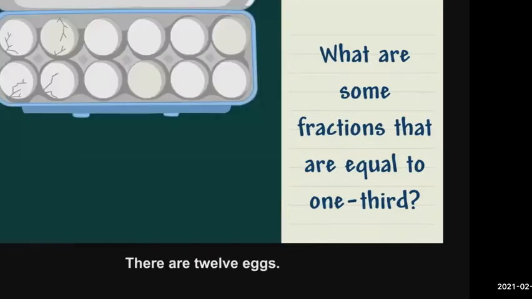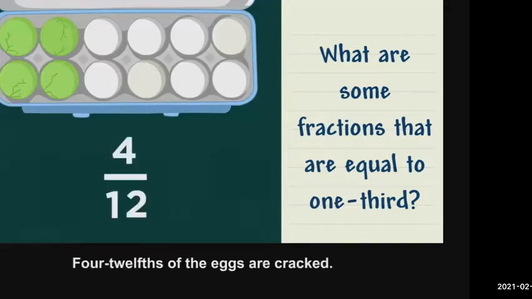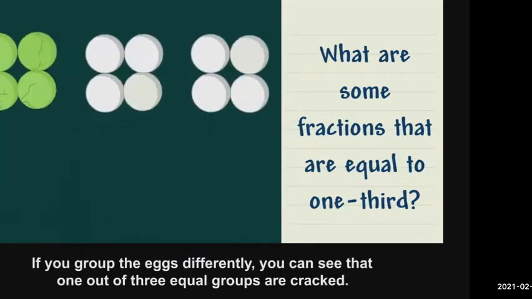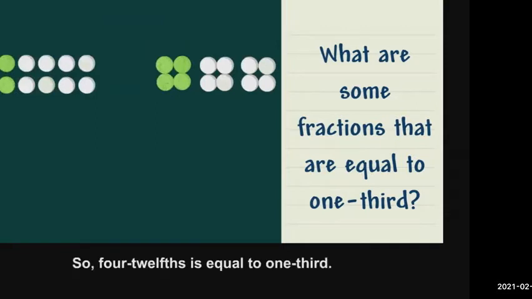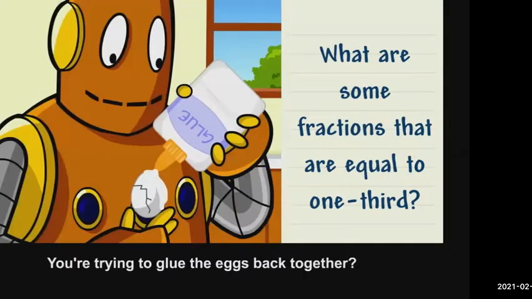There are 12 eggs, but 4 of them are cracked. 4/12 of the eggs are cracked. If you group the eggs differently, you can see that 1 out of 3 equal groups are cracked. 1/3 is cracked. So 4/12 is equal to 1/3. You're trying to glue the eggs back together?